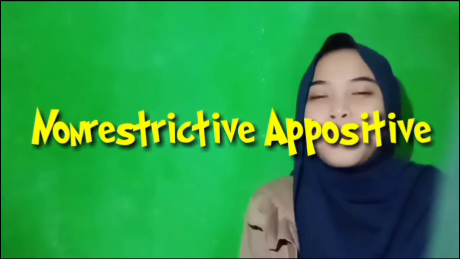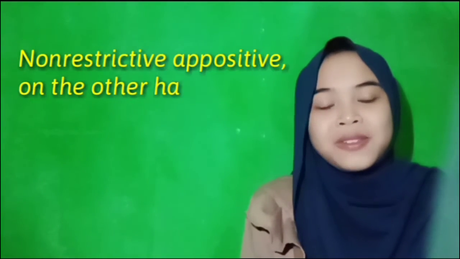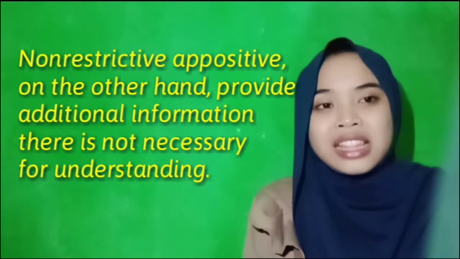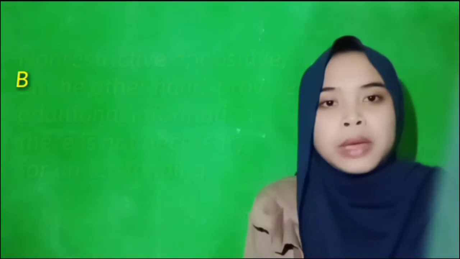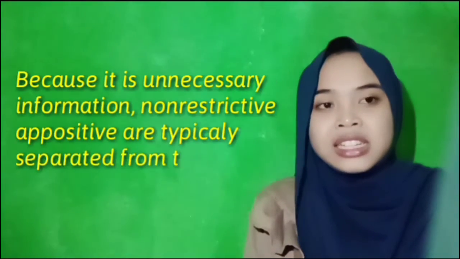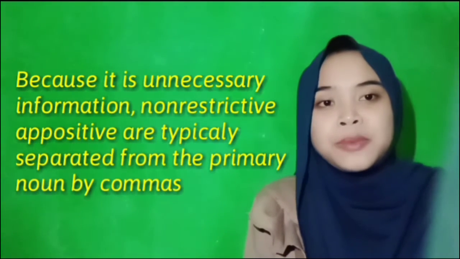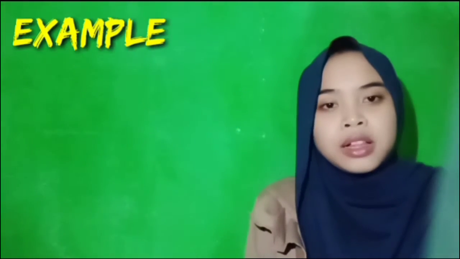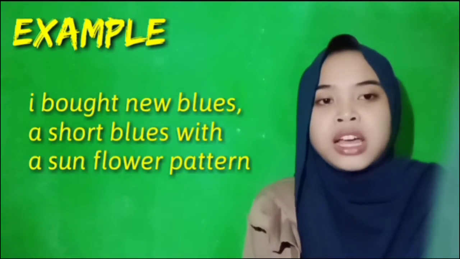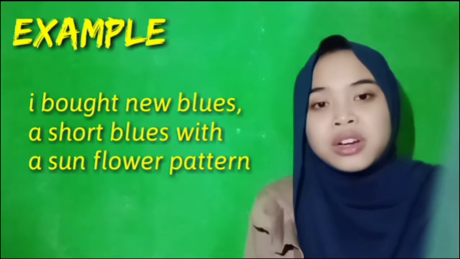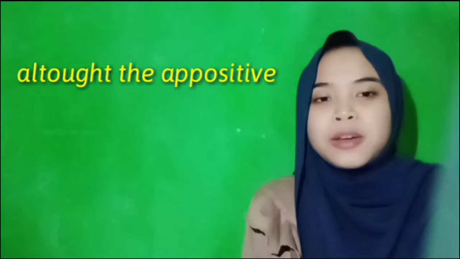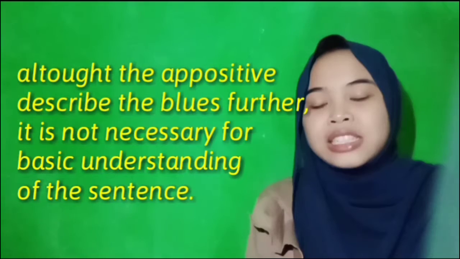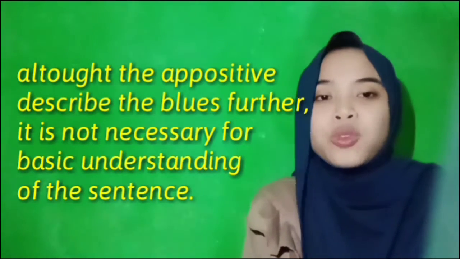Second, non-restrictive appositive. Non-restrictive appositives, on the other hand, provide additional information that is not necessary for understanding. Because it is unnecessary information, non-restrictive appositives are typically separated from the primary noun by commas. Example: I bought a new blouse, a short blouse with a sunflower pattern. Although the appositive describes the blouse further, it is not necessary for basic understanding of the sentence.